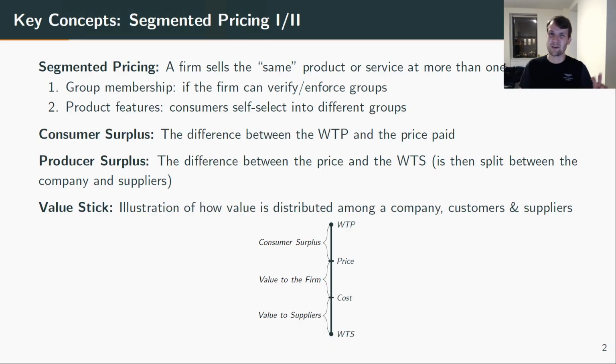The second way you can do this is product features. So that's what I'm saying, quote unquote, the same product. You can also differentiate the product slightly. Standard example here, if we're thinking about air travel, flying in business class or economy is not the same thing. Why is it not the same thing? Well, because we're trying to target different people. We know business travelers value the additional space much more than leisure travelers.